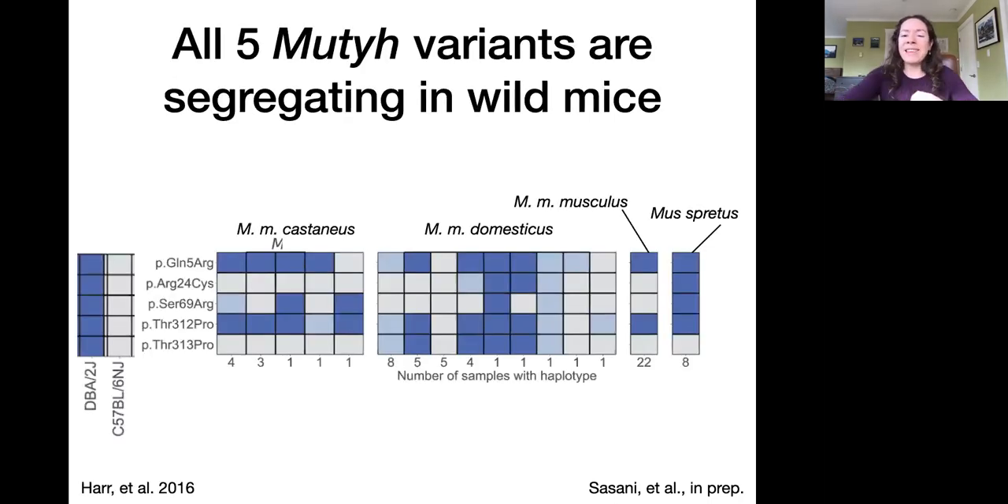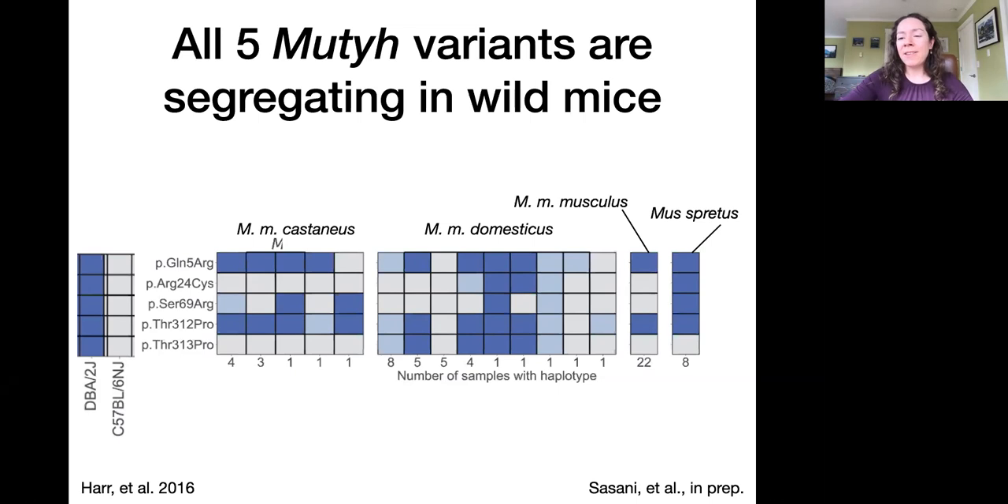But what we did see that's exciting is that when we looked at genomes from some wild mice published by Bettina Harr, we did find all 5 of these variants to be segregating in wild mice, specifically in Mus musculus domesticus, which is the species from which most lab mouse ancestry was originally derived. So this plot is showing the columns as the 5 different variants in MUTYH, colored blue for the DBA2J allele and white for the C57 BLAC6 allele.